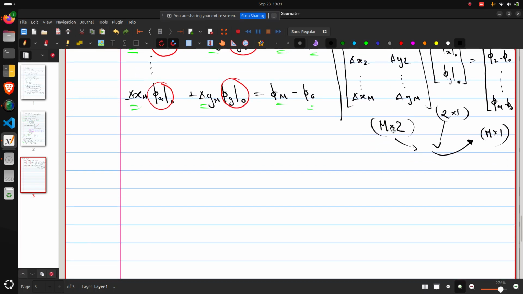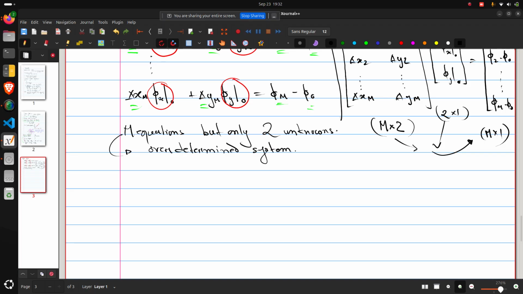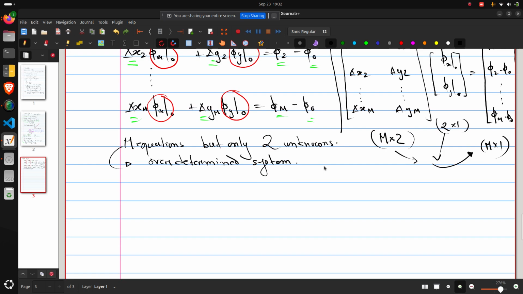So, what do we have here? We have m equations, but only 2 unknowns, right? And this results in an overdetermined system. So, now how can we get the gradient values, right?